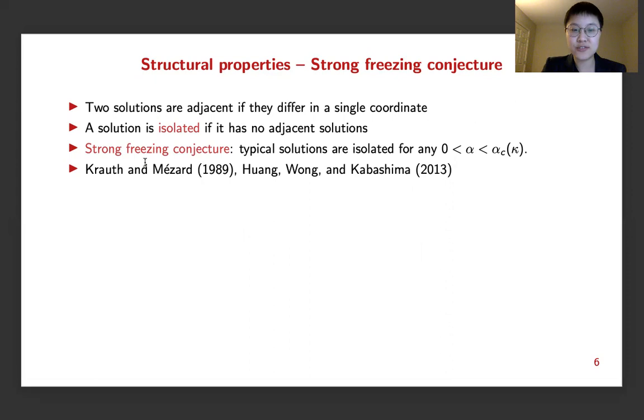And the strong freezing conjecture says that typical solutions are isolated for any alpha between 0 and alpha_c of kappa with high probability. This is the regime where you expect to see solutions. So whenever you expect to see solutions, typical solutions are isolated. A very remarkable phenomenon to see. Some computation was done in a paper by Krauth and Mézard in 1989, and the complete form of the conjecture is provided in a paper by Huang and co-authors in 2013.